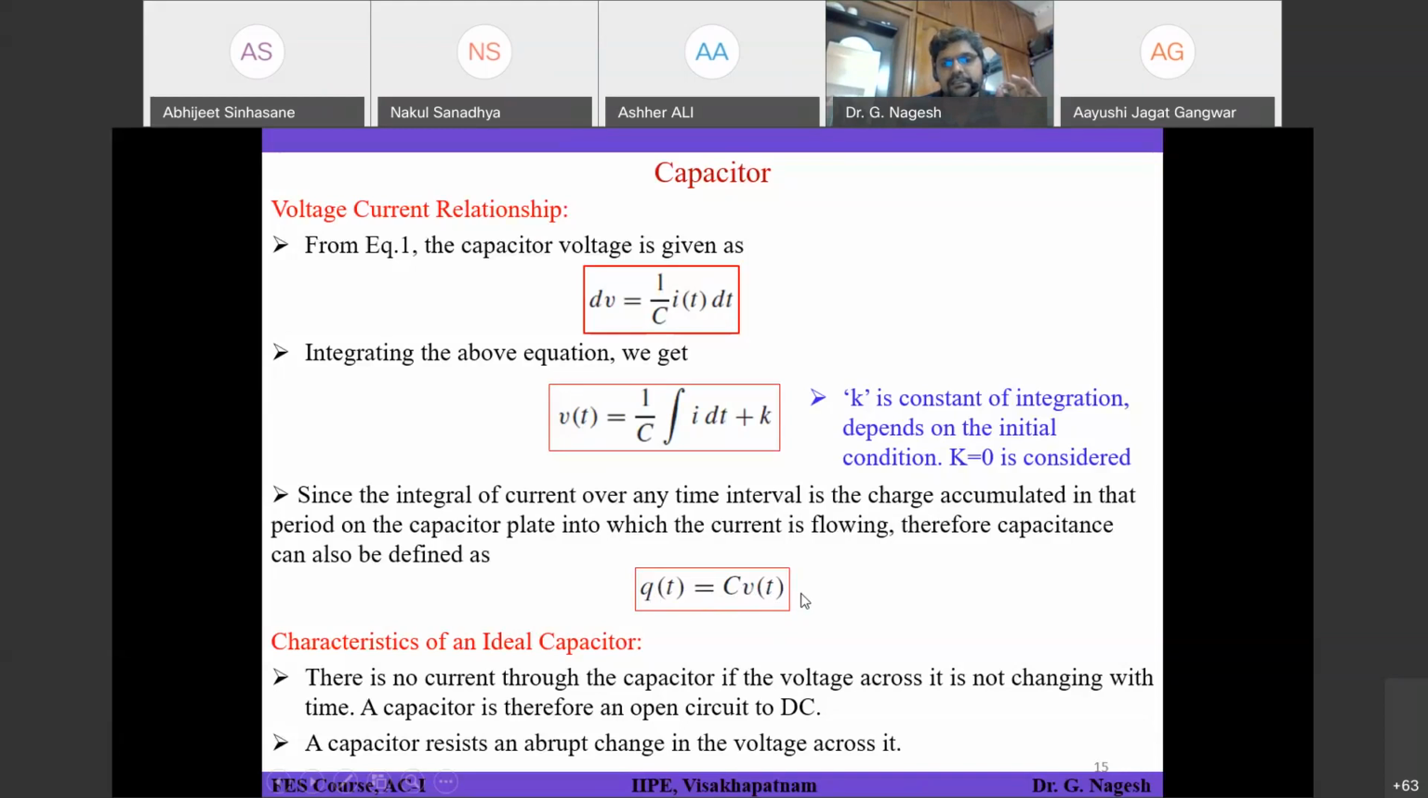You are understanding? Yes, sir. This v of t is the voltage difference across the terminals of the capacitor. If initially some charge is there, that charge needs to be subtracted. On the left hand side, you will have minus q of t naught. On the right hand side, you will have minus v of t naught.